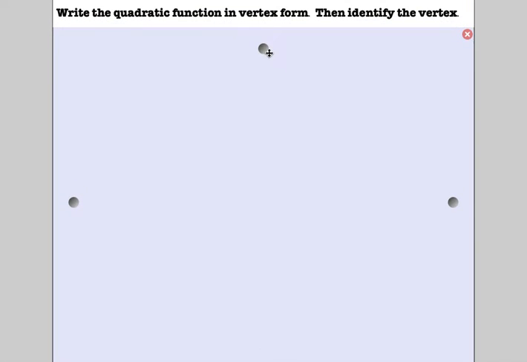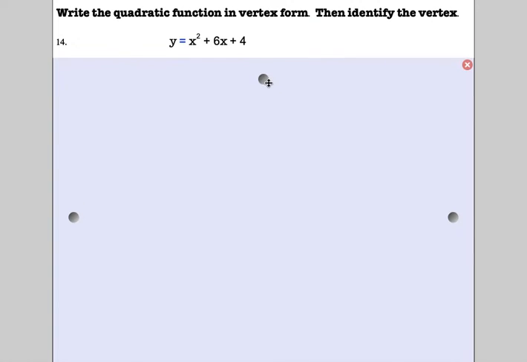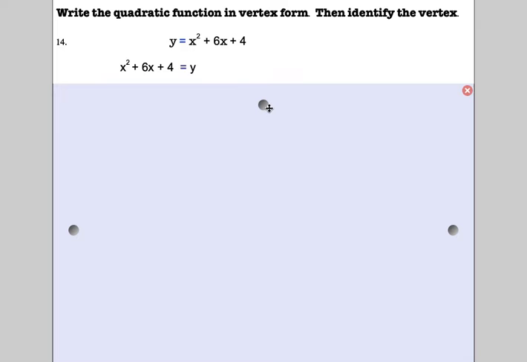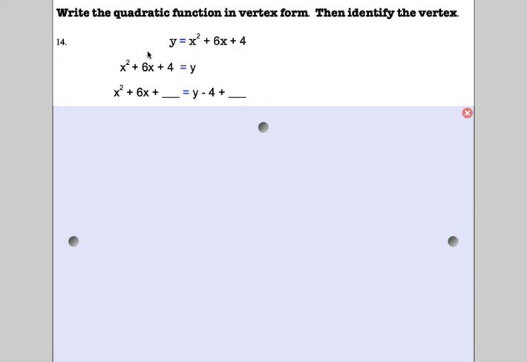Let's try it again. So the second one, write the quadratic function in vertex form, then identify the vertex. The equation is y equals x squared plus 6x plus 4. We know right now, before we even start, the lead coefficient is positive, so it opens up, but there are no factors of 4 that give me 6 that are nice and pretty. So I rewrite my equation as x squared plus 6x plus 4 equals y. Moving the positive 4 to the other side, thus making it a negative. I am now going to complete the square.